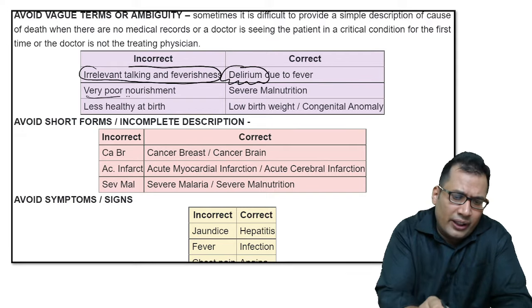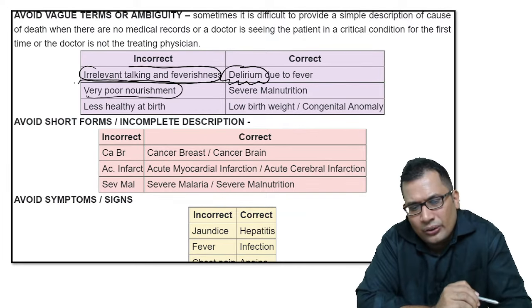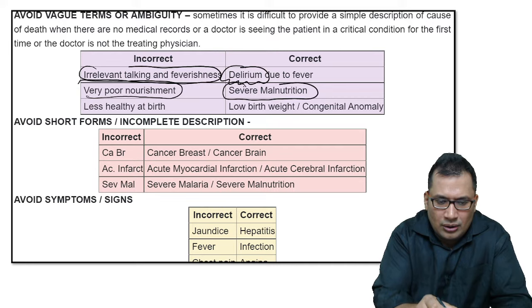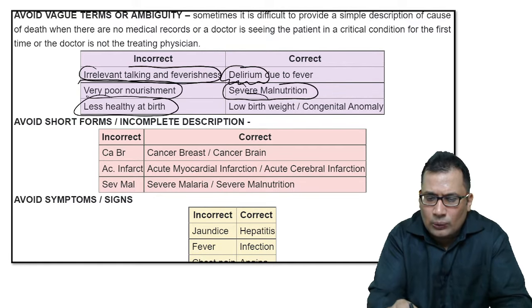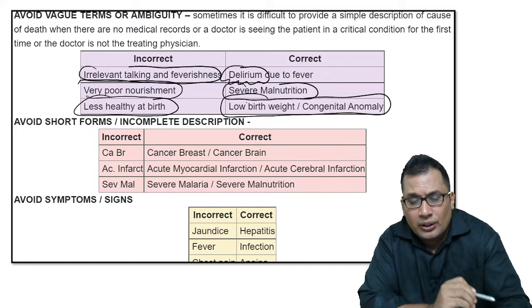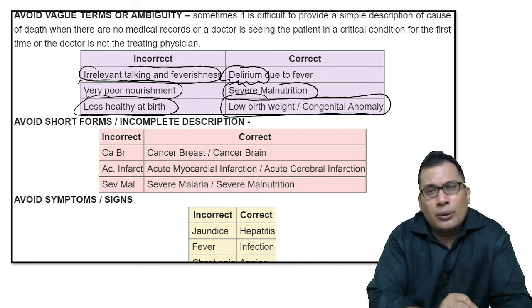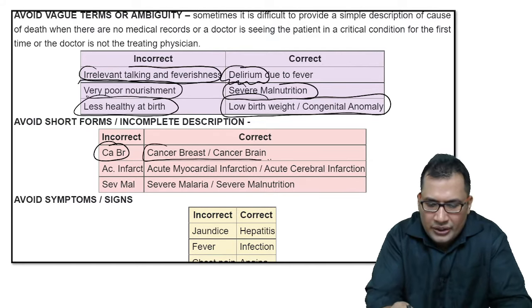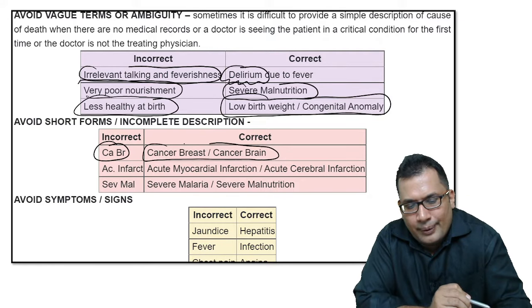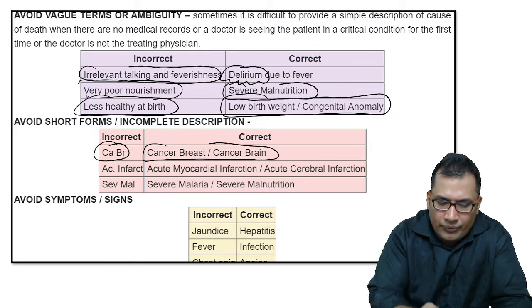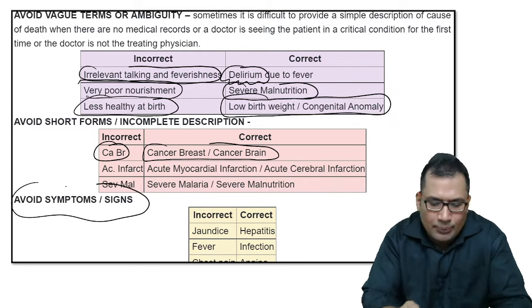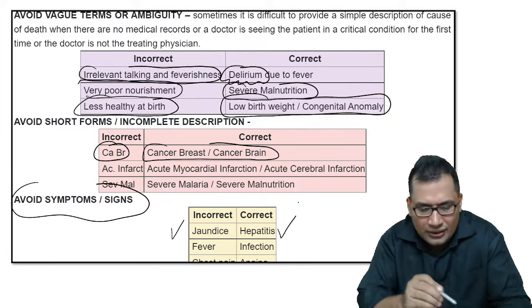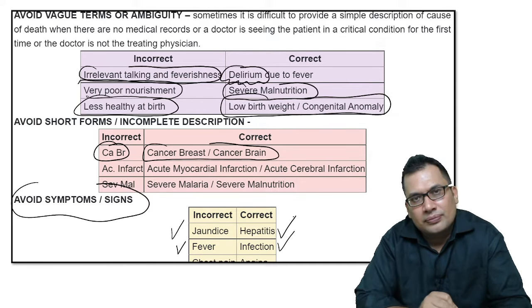Avoid very poor nourishment, avoid this vague terminology. Instead of that, mention severe malnutrition. Instead of less healthy at birth, you write low birth weight or congenital anomaly. That's the correct word. Avoid short forms and incomplete descriptions like CABR. What is CABR? Mention properly cancer of breast, cancer of brain. Then avoid symptoms and signs. Some mention jaundice. Avoid jaundice. Instead of that, you can write hepatitis. Jaundice is due to what? Hepatitis. Fever, infection, you can write.